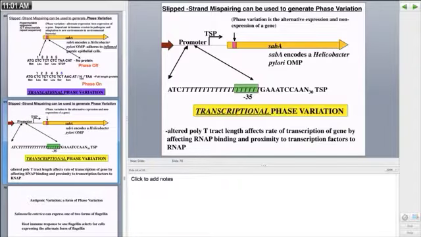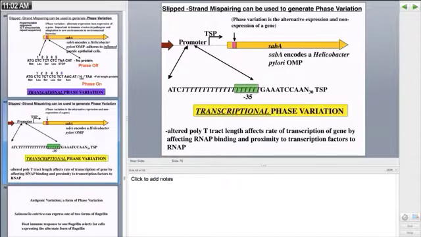Any individual cell within a population has a fixed number of thymines, perhaps 18. But at some frequency, when it spawns a daughter cell, that daughter cell may have 19, or it may have 17. So there are going to be variations in this poly-T tract, which are going to affect the initiation of transcription of SAB-A. The previous example was translational phase variation, where the phase variation depended on the phase of the coding region. Here, this is transcriptional phase variation, and it just so happens to be controlling the same gene.